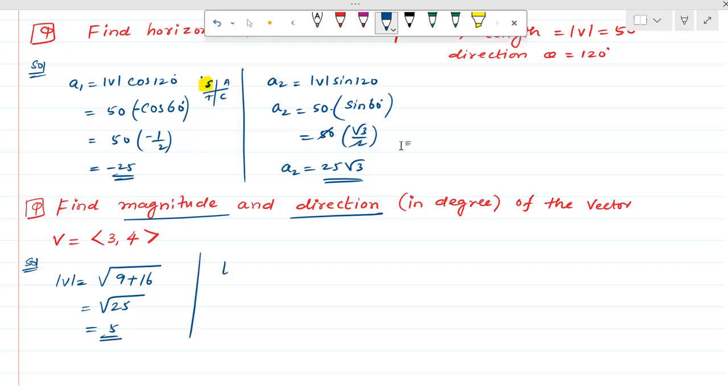Then tan theta equals A2 divided by A1. So what are A1 and A2? This is 4 over 3. So if you take tan inverse, it is tan inverse of 4 over 3. So keep it as it is. We cannot find this without a calculator, and this is not in the syllabus. Leave it as it is.